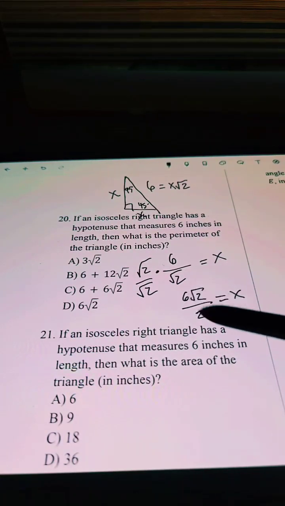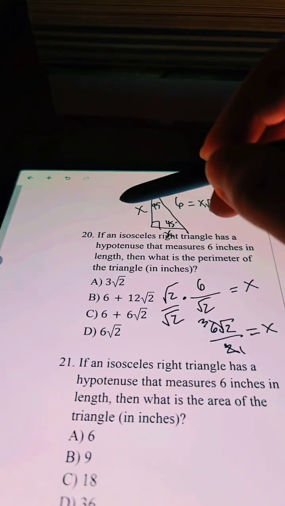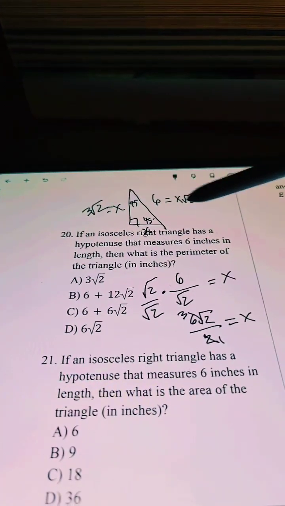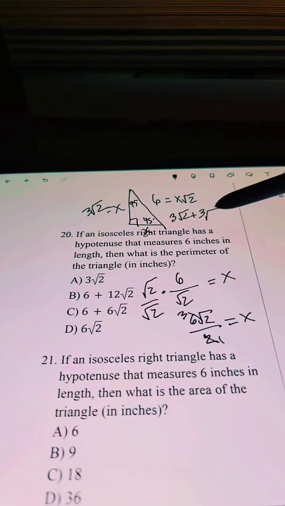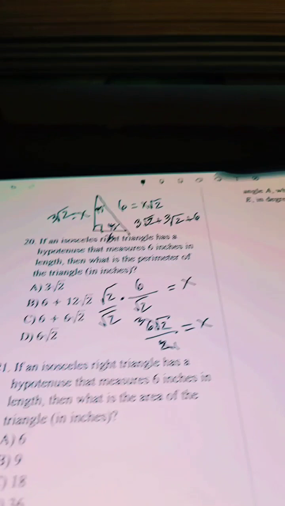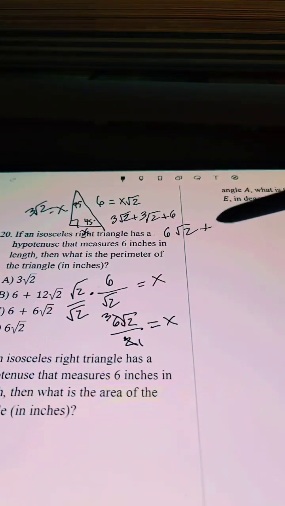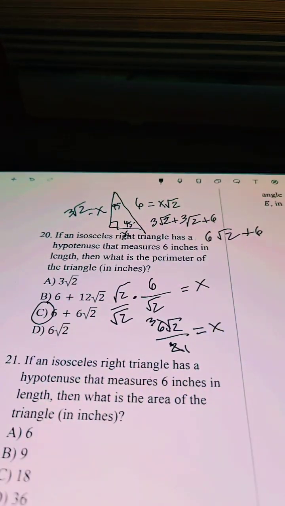So then if I do greatest common factor, which is 2 dividing by 2 on top and bottom, this cancels out to 1, and this is 3 root 2. So x is 3 root 2, and it's the same there. So it's going to be 3 root 2 plus 3 root 2 plus 6, which gives me the perimeter. Ooh, that looks bad. Okay, I combine like terms here to get 6 root 2 plus 6. So that's going to be C right there.